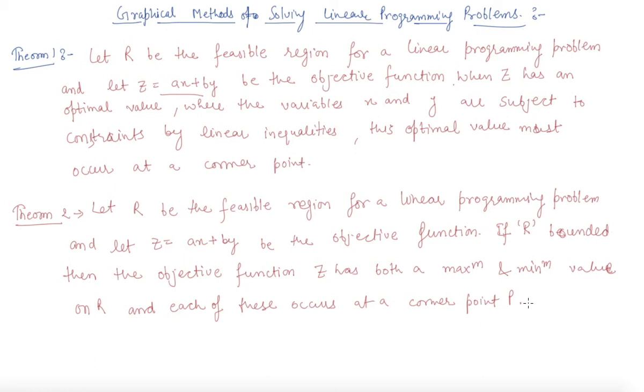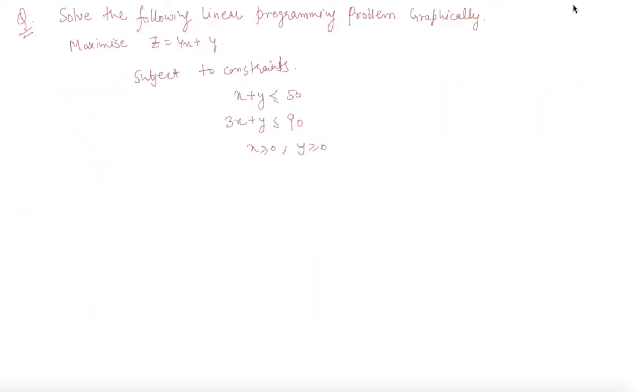Now let's discuss one question based on it, so you will get the feel of it. We need to solve this question in which we are given z equals 4x plus y, subject to the constraints that x plus y is less than or equal to 50. So we need to make a graph.